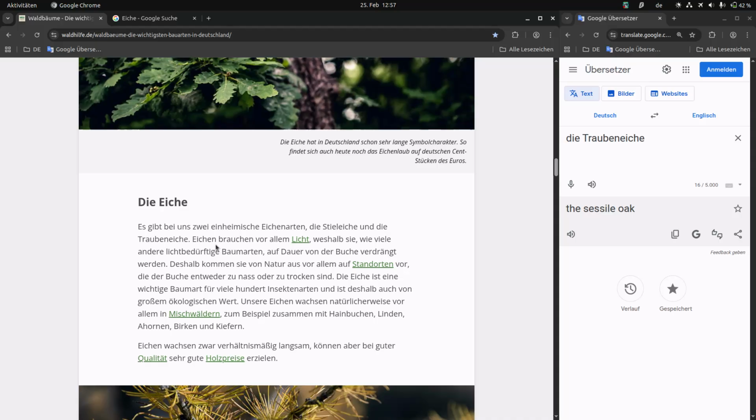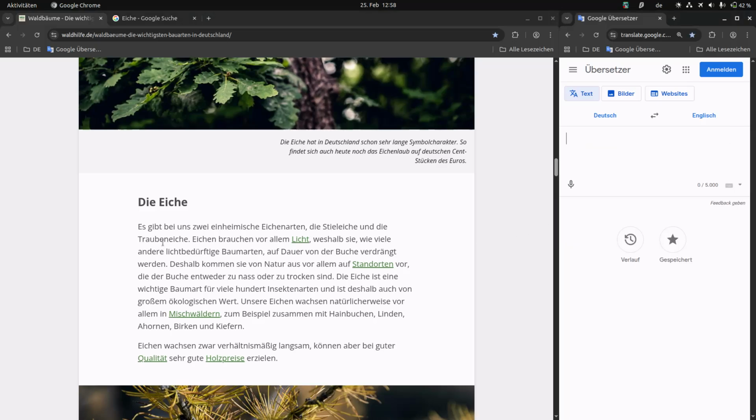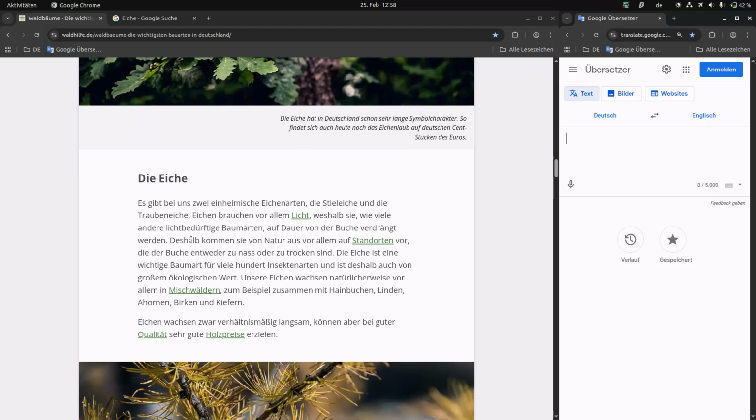And so, Eichen brauchen vor allem Licht. Did I translate that as one in context? No. I'm just going to do that once again, literally in the sentence structure. It gives us two native oak species, the English oak and the sessile oak. So in Germany there are two native oak species, the English oak and the sessile oak.